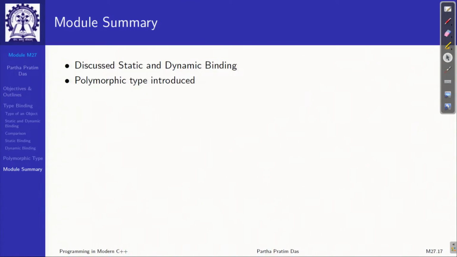So, here we have discussed static and dynamic binding and we have just introduced the polymorphic type. We will talk more about that in the coming modules.